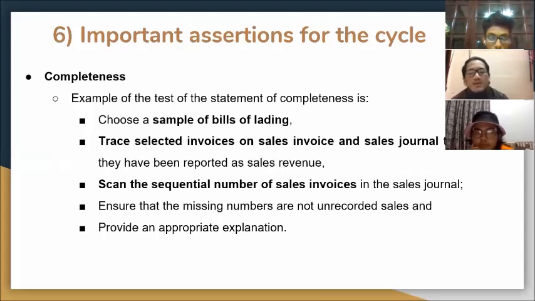Examples of the test of completeness are: choose a sample of bills of lading, trace the selected invoices to the sales invoice and sales journal to ensure that they have been reported as sales revenue. Scan the sequential numbers of sales invoices in the sales journal. Ensure that the missing numbers are not unrecorded sales and provide an appropriate explanation.